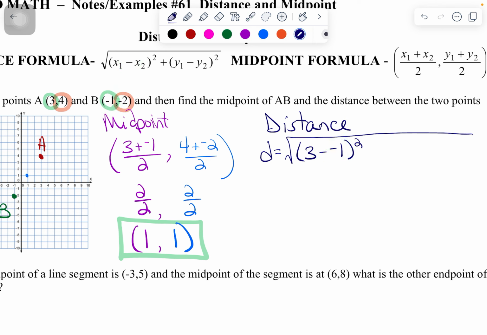And that's going to be squared plus first y is 4 minus second y is negative 2. Again, a double negative. All right, so this is looking lovely. Let's go ahead and simplify. So big old square root.